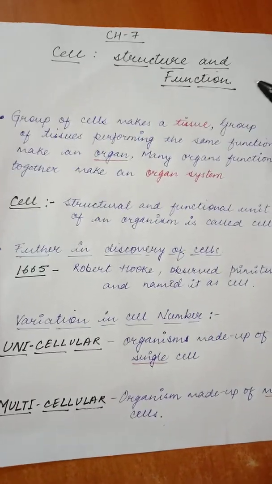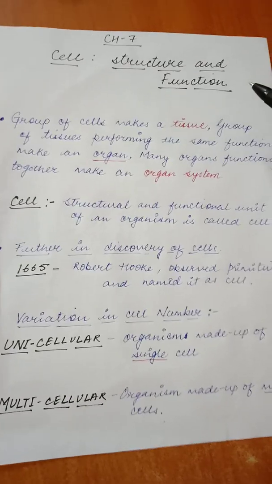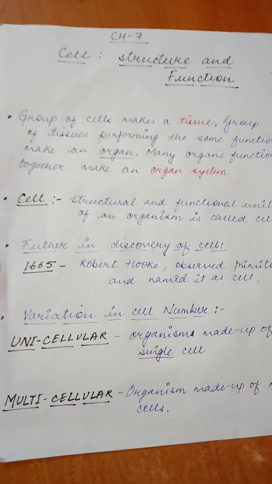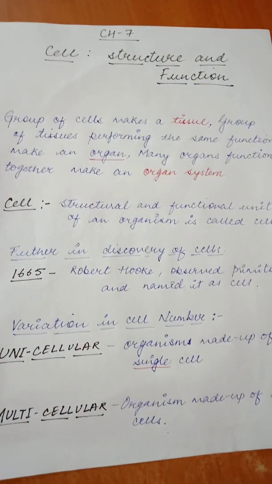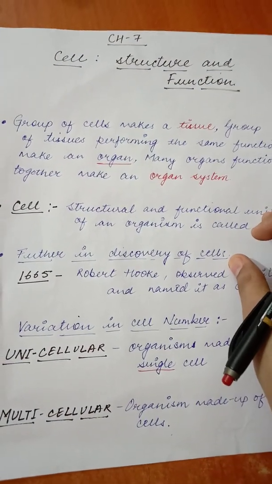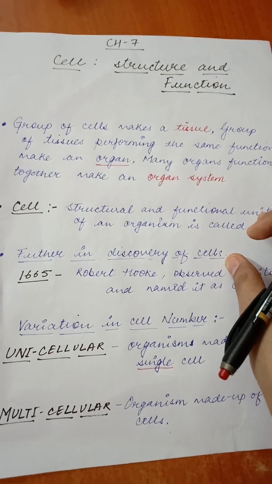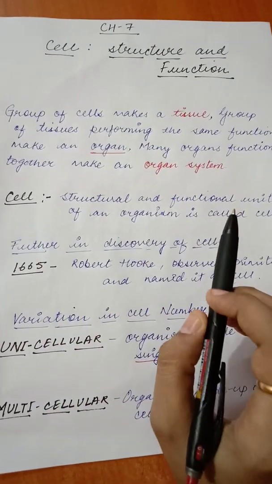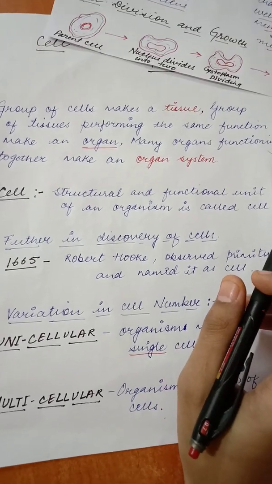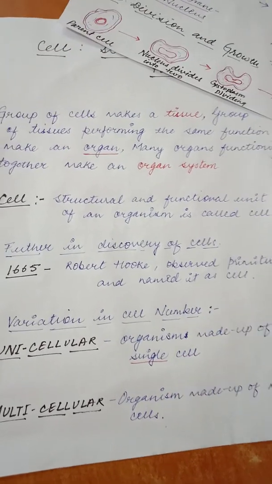Hello everyone. So today we are going to discuss chapter number 7, that is cell structure and function. See, a group of cells makes a tissue. A group of tissues performing the same function makes an organ. Many organs performing together make an organ system. Now what is a cell? The structural and functional unit of an organism is termed as a cell.